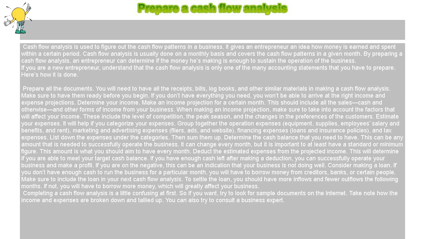Determine your income. Make an income projection for a certain month. This should include all the sales, cash and otherwise, and other forms of income from your business. When making an income projection, make sure to take into account the factors that will affect your income. These include the level of competition, the peak season, and the changes in the preferences of the customers.